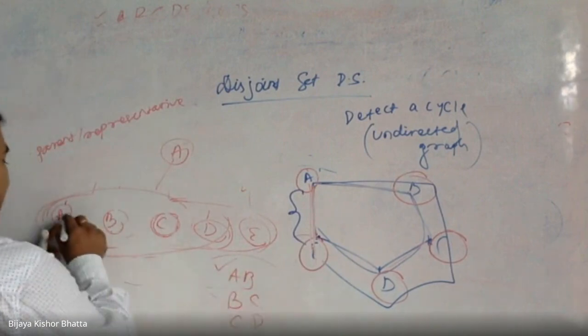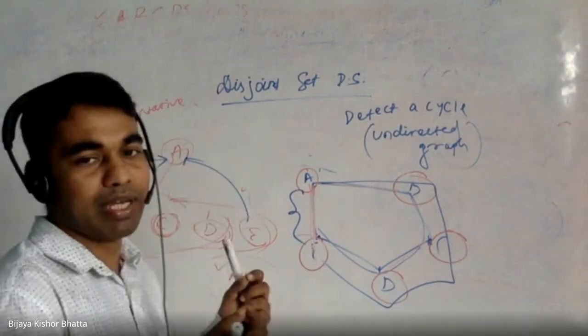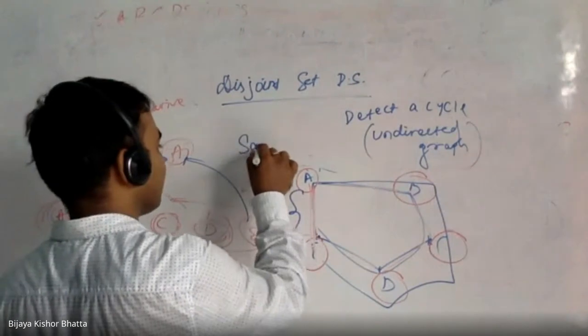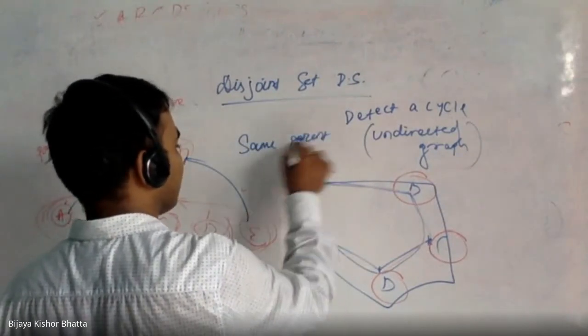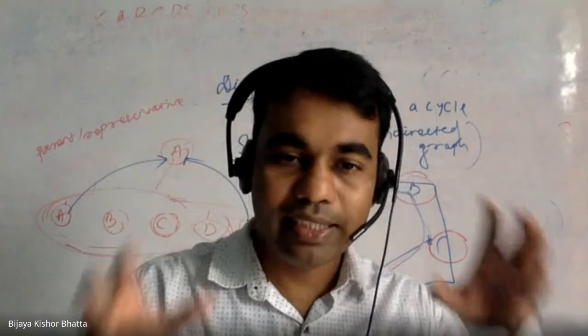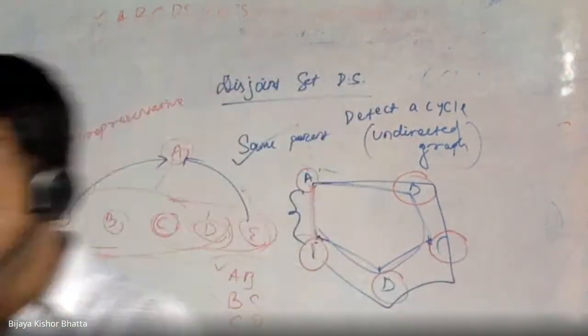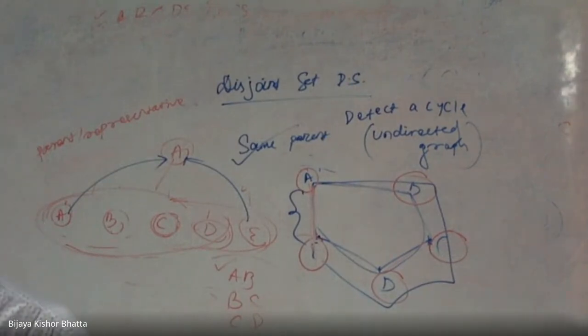How will you know? A has the parent A and A has the parent A. That means both vertices have the same parent. If both vertices have the same parent, then it is known as a cycle. That means if you get any edge for which the two endpoints have the same parent, then it is known as a cycle. Did you get it? Is it making sense, guys? Or any questions?